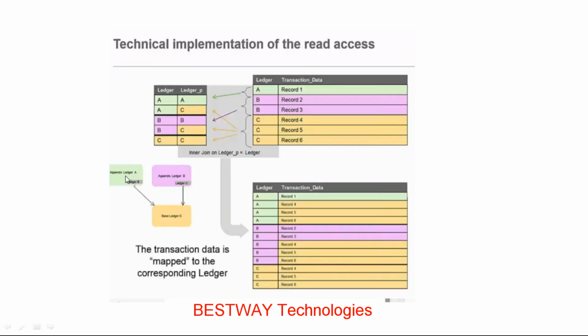If I run a report of A, what is posted to A? Record 1 specifically, and then records 4, 5, 6. That is what you are seeing in records 1, 4, 5, 6. When you do B, you will have records 2, 3 plus records 4, 5, 6. When you have C, you will have records 4, 5, 6 only, because C is only impacted when you post to base ledger C. Clear? When you post to appendix ledger B, it impacts only B, but it will pull the data of C plus B. Getting?